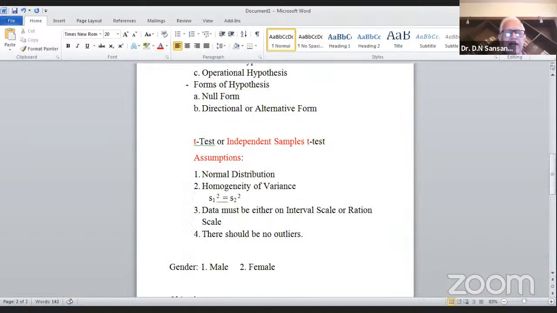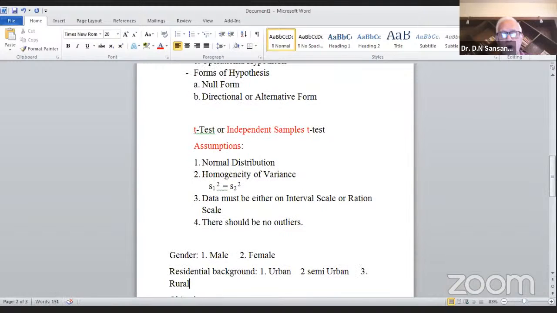Okay. If I take, let us say, residential background. So for residential background, I can take urban, I can take semi-urban, I may take rural. Or if you like, I may take just two, urban and rural. If I'm taking two, then I can take two. If I want three, I can take three. Absolutely no problem. Like this, you can have a variable which will be a discontinuous variable or a discrete variable. So you should have one variable having two levels.